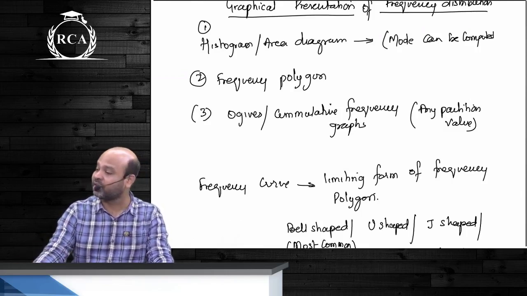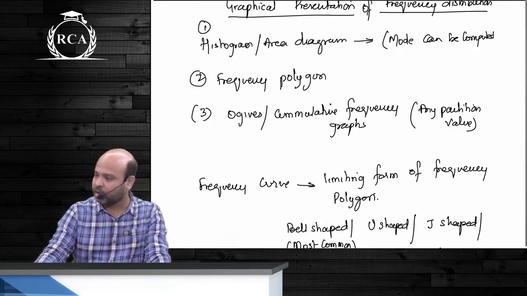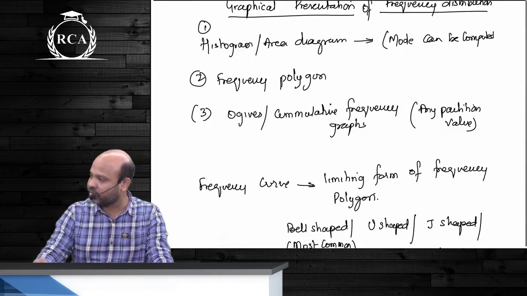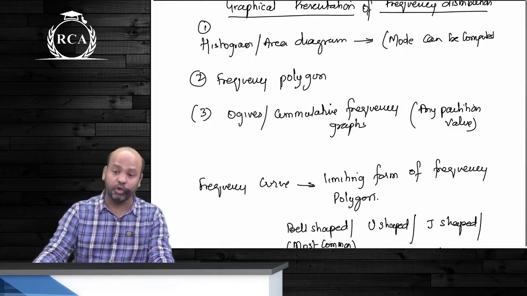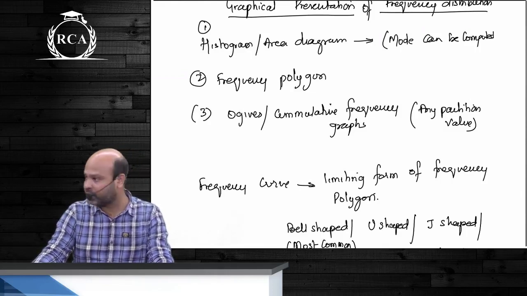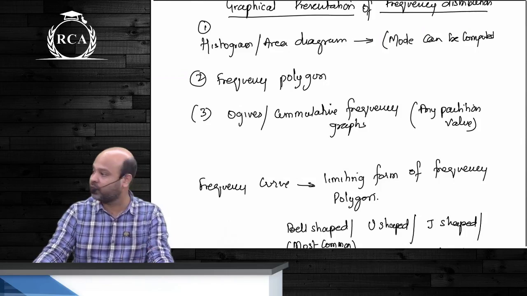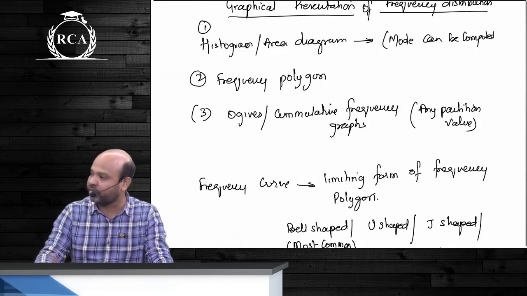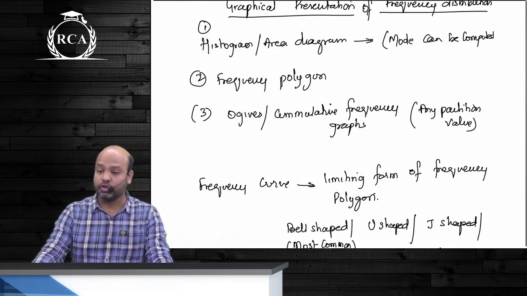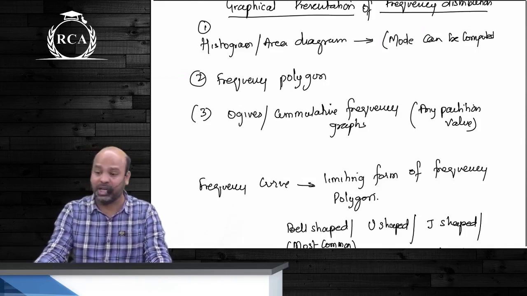I said the frequency curve is a limiting form of both the histogram and the frequency polygon. The only difference is that a frequency curve is a freehand curve. The total area under a frequency curve should always be considered as 1, unity. Types of frequency curve: we have the bell-shaped curve, J-shaped curve, U-shaped curve, and mixed curve. The most commonly applicable frequency curve will be the bell-shaped curve.